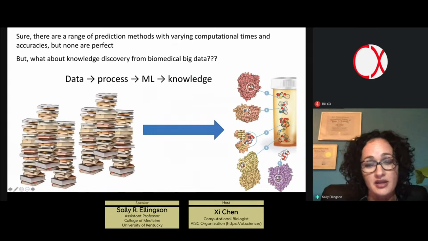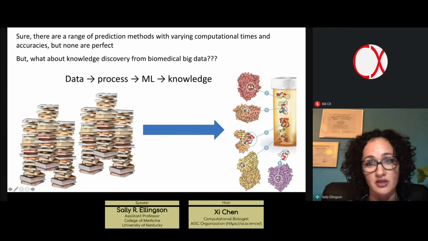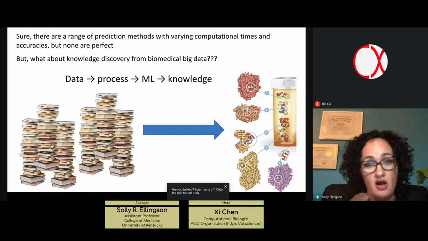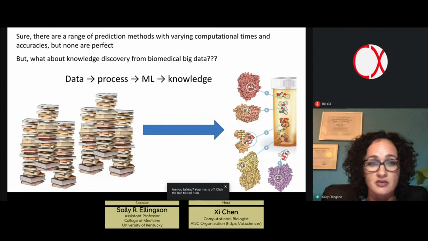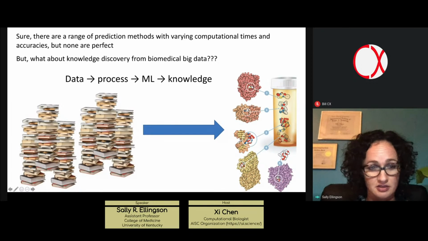So that gives us why it's so important, or could be so useful, if we had machine learning methods for it. There are a range of prediction methods that involve simulations with varying computational times and accuracies, but none of them are perfect and all of them have their downfalls. So what if we could use the massive amount of biomedical data that we have available to have knowledge discovery and predict new drug and protein complexes?